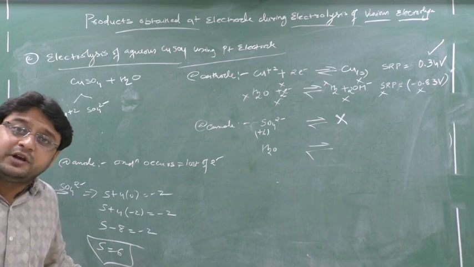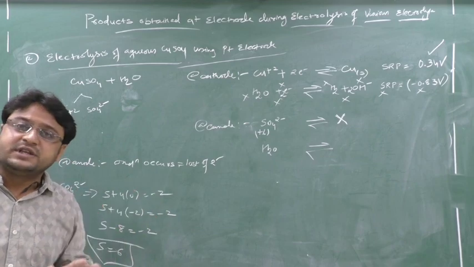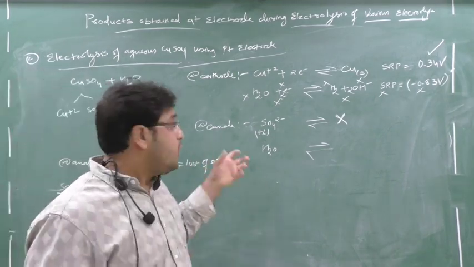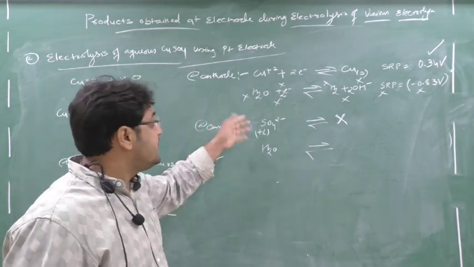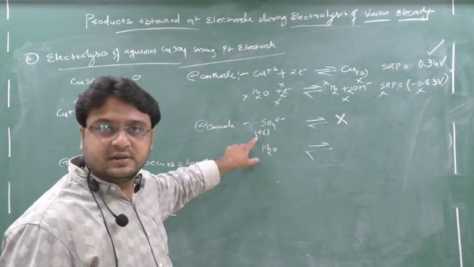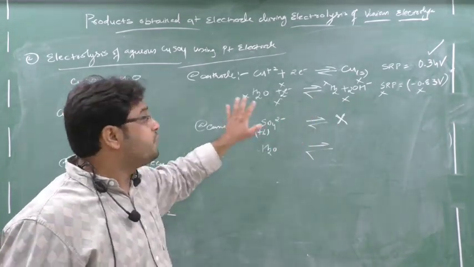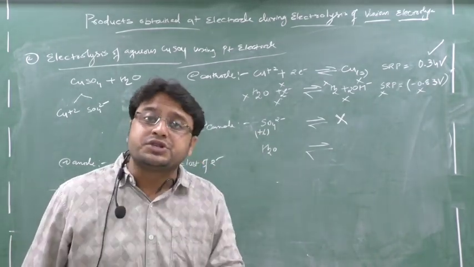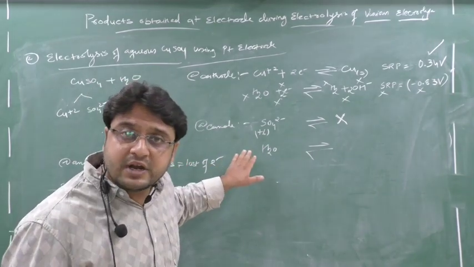This is the maximum electron it can lose. In SO4 2 minus, sulfur is in the +6 state, meaning it has lost all its electrons. Now at the anode we are asking SO4 2 minus to lose further electrons, but it cannot lose them. Its maximum oxidation state is +6, and it cannot go beyond that. Oxidation of SO4 2 minus does not occur because of the +6 oxidation state, which is its maximum.